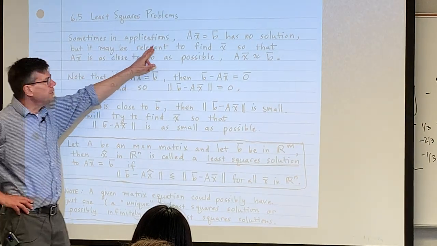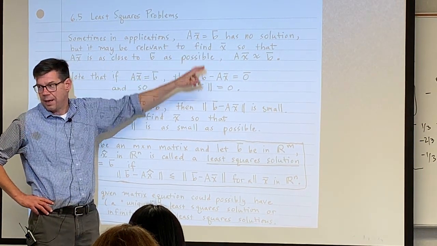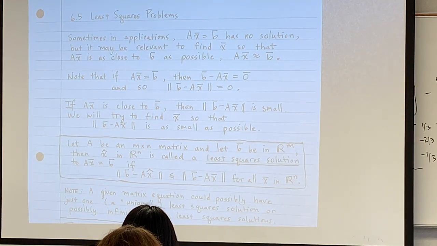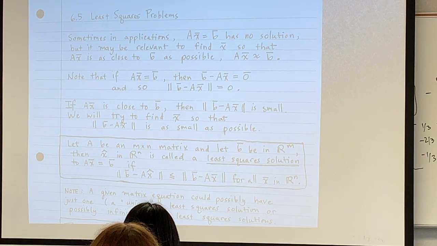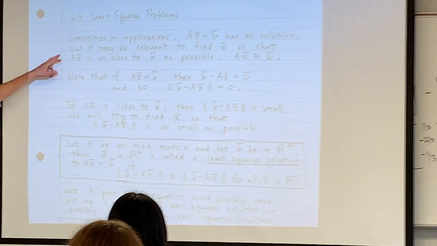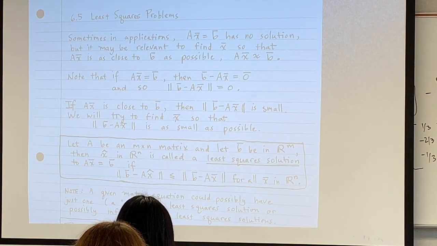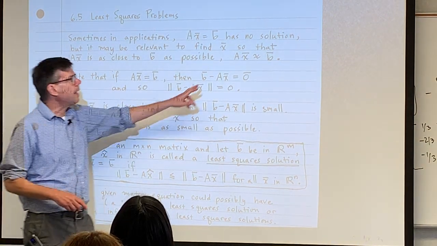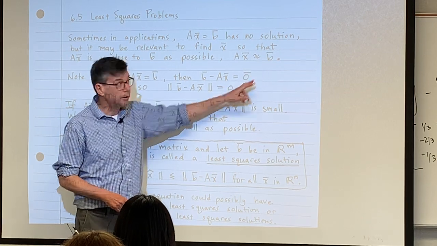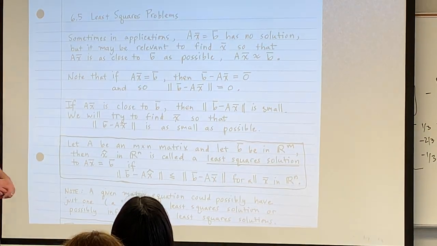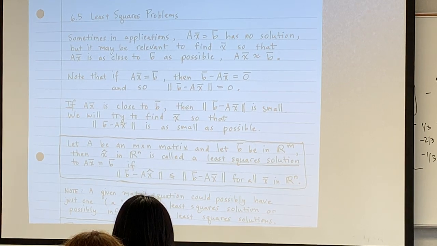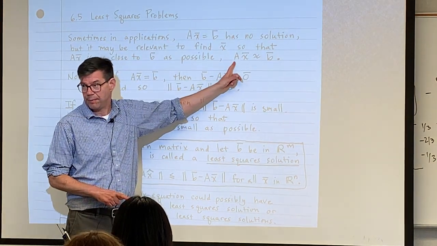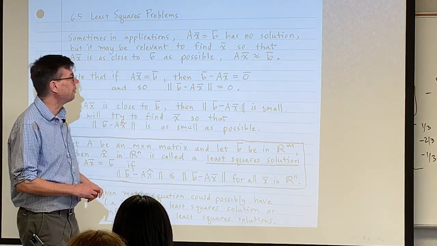Sometimes in applications, you get an application and you're trying to solve a matrix equation AX equals B. And what if it has no solution? Well, do you give up? Do you say, well, forget it, impossible problem? But it may be relevant to find x so that AX is as close as possible to B. So what if you could find an AX that's approximately equal to B? All right? That's really what this section is all about. What does it mean to approximate? And what does it mean to find the best possible approximation? Like, how do we know we have a good approximation or a bad approximation?